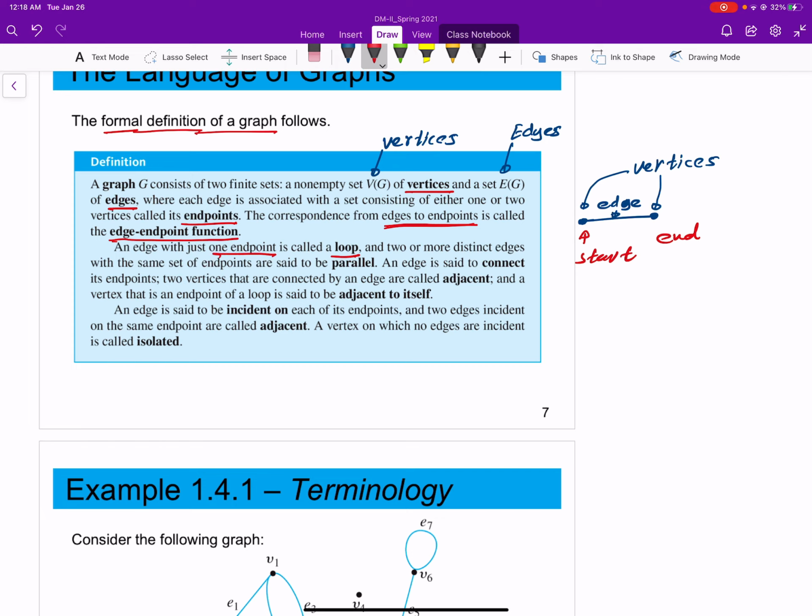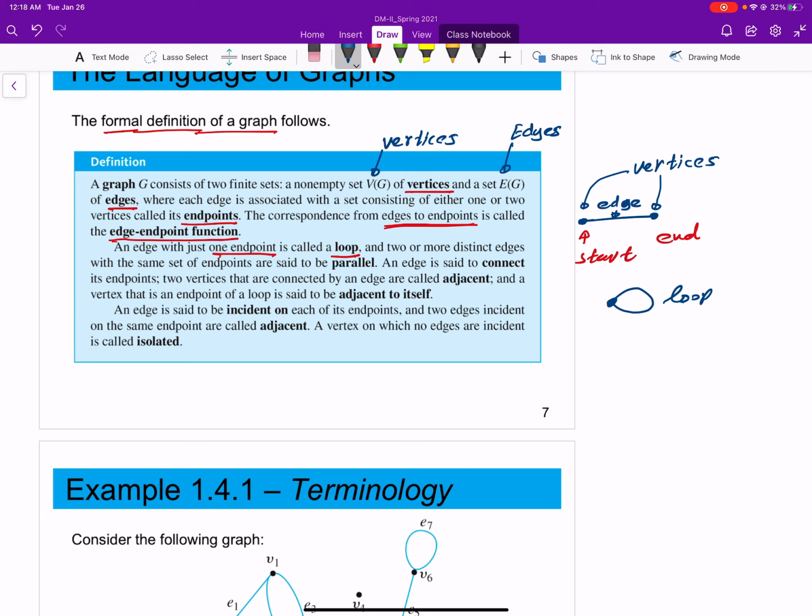So how can an edge have one endpoint? So an edge is kind of something like this, or maybe that's an edge. So it should have one endpoint. Normally it has two endpoints. In this special case, it has only one endpoint. So then the shape should look like this, starting from this vertex and coming back to the same vertex. Okay, so this is called a loop.